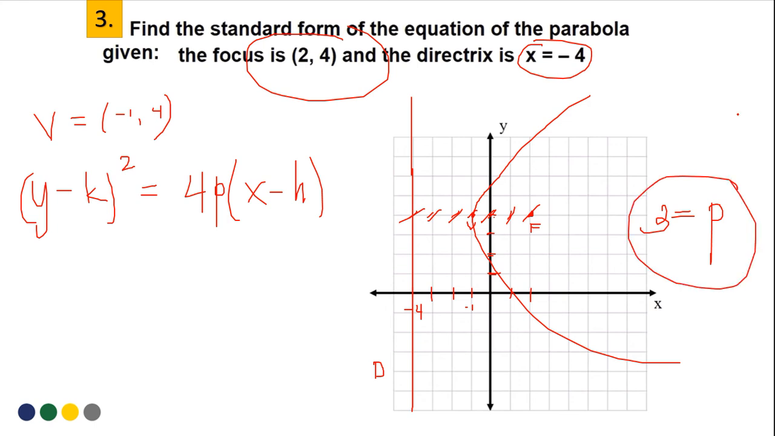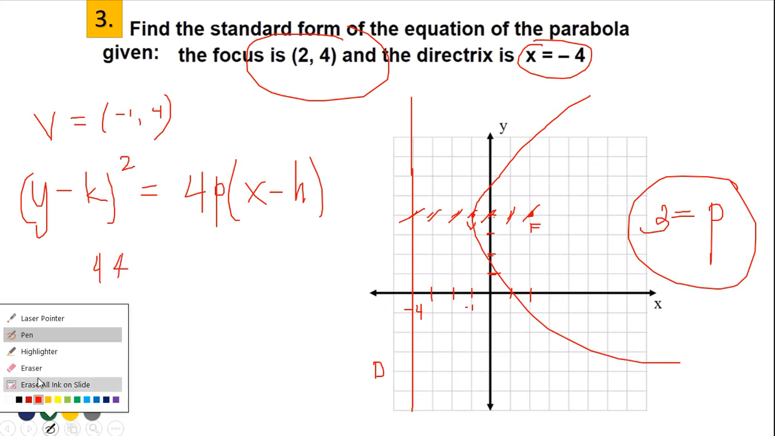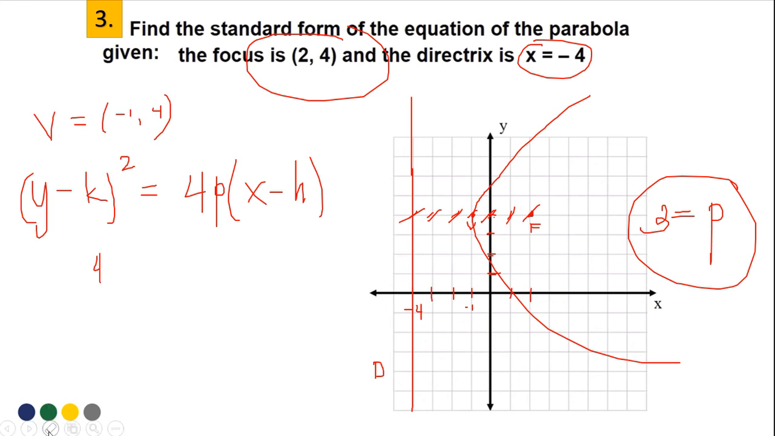Paano natin malalaman ang distansya ng vertex to focus? We must know the value of P, right? So, ibig sabihin, nahanap natin yung P. Para mahanap natin yung value ng 4P, lagay natin dito. Substitute natin yung 4P. Your P is equivalent to 3. And yung 4P natin, magiging 4 times 3 is equal to 12.